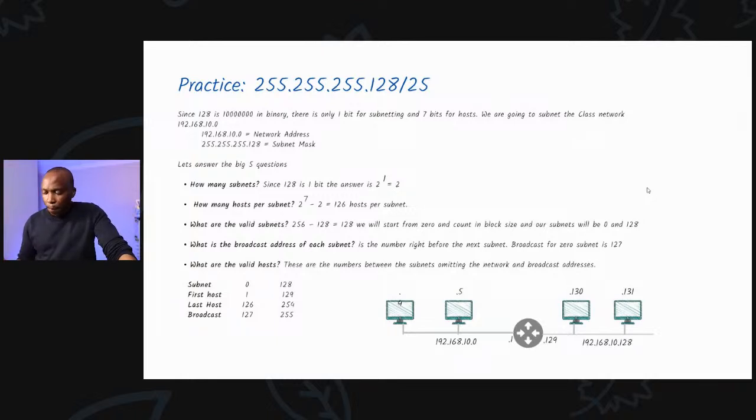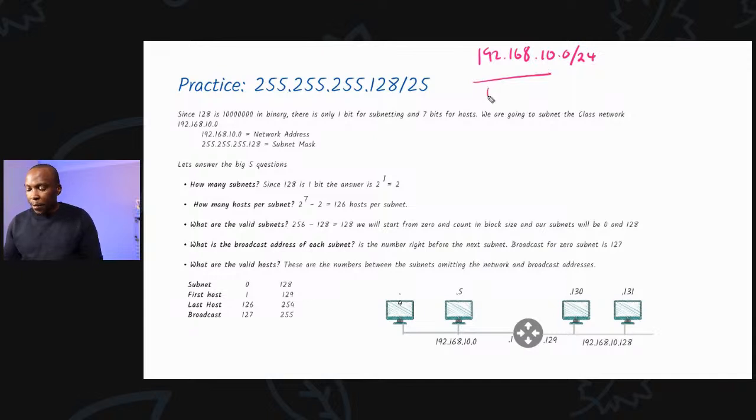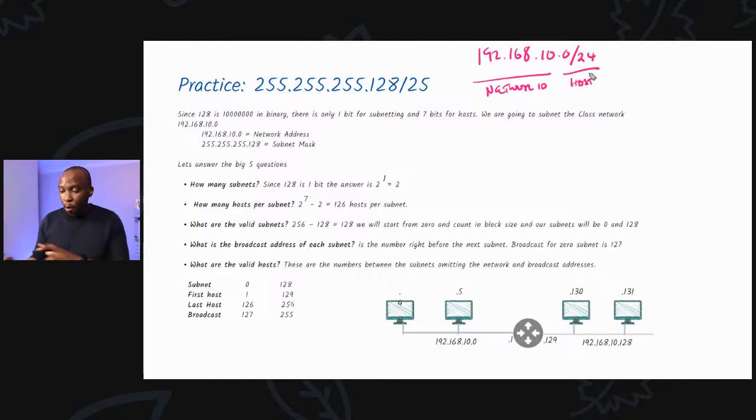So in our example, we are going to be borrowing 1 bit, right? We're going to be borrowing 1 bit, and we want to see how many networks we can create, and we want to see how many hosts we can have on that particular network. And on an IP address of 192.168.10.0/24. So the first 24 bits have been reserved for the network ID, and then the last 8 are for the host ID. And we're going to be borrowing 1 bit off the last octet.